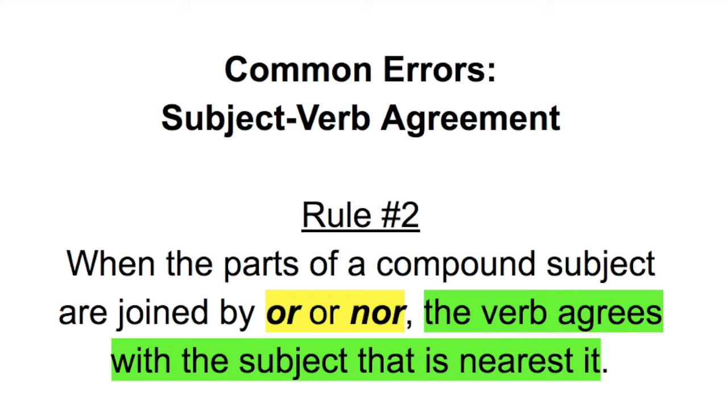All right, so let's talk about the rule that is kind of the opposite of what we just talked about. When the parts of a compound subject are joined by or or nor, then the verb agrees with the subject that is nearest to it. And that is because when we join two nouns together to make the compound subject with or, we're talking about one or the other. So it's still singular. And joins them to make more than one. Or and nor still are saying it's just one singular subject.